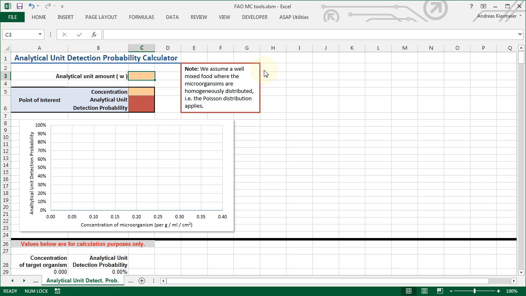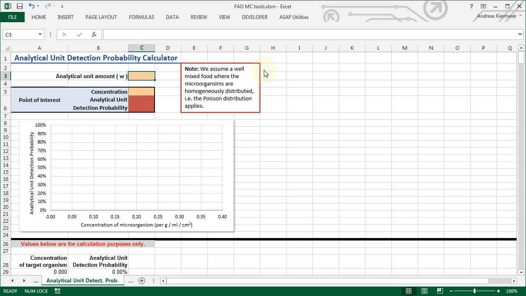Intuitively, you might already understand that testing a large amount of food in a single analytical unit increases the chances of capturing and detecting the microbe of interest when you're using an enrichment test. We call this probability the Analytical Unit Detection Probability, as it tells us how likely we are to detect the target microbe at a given concentration in a given amount of food that is sampled.